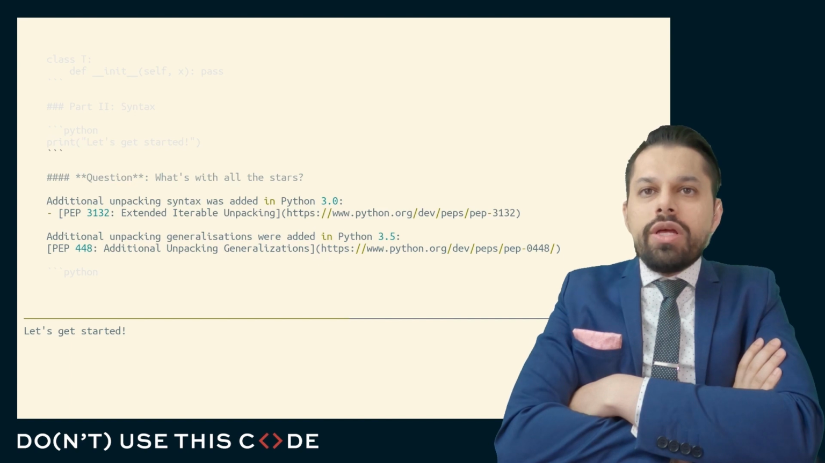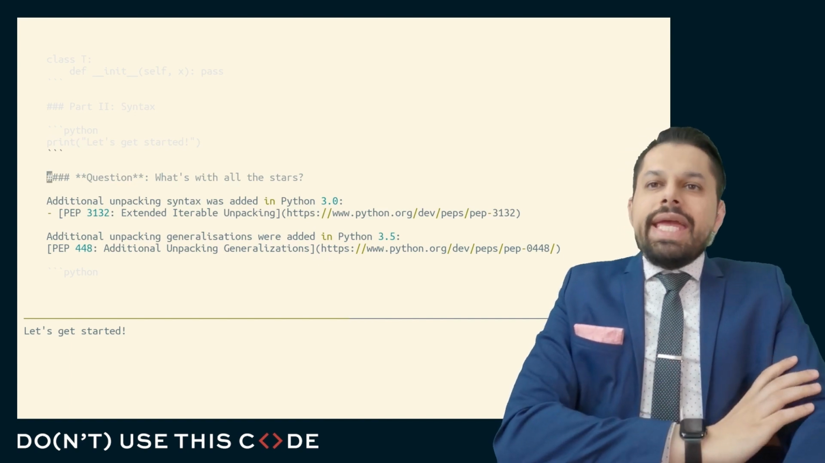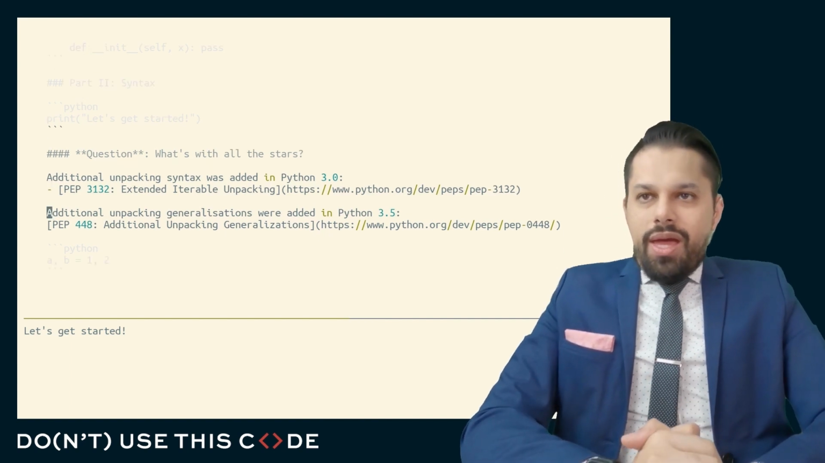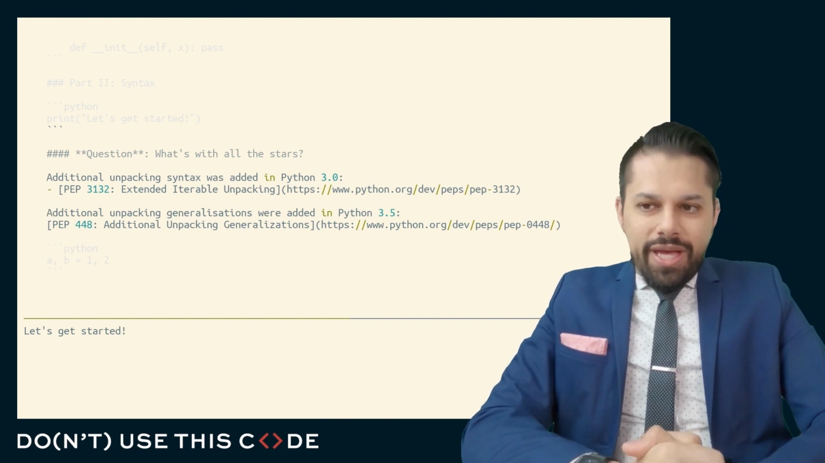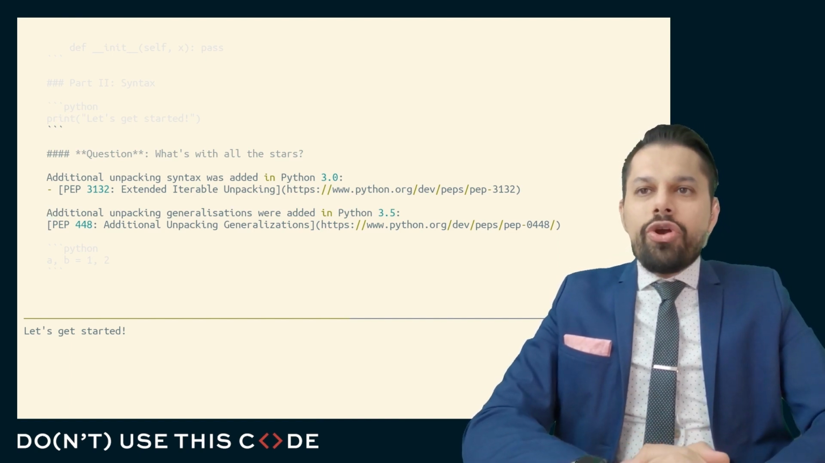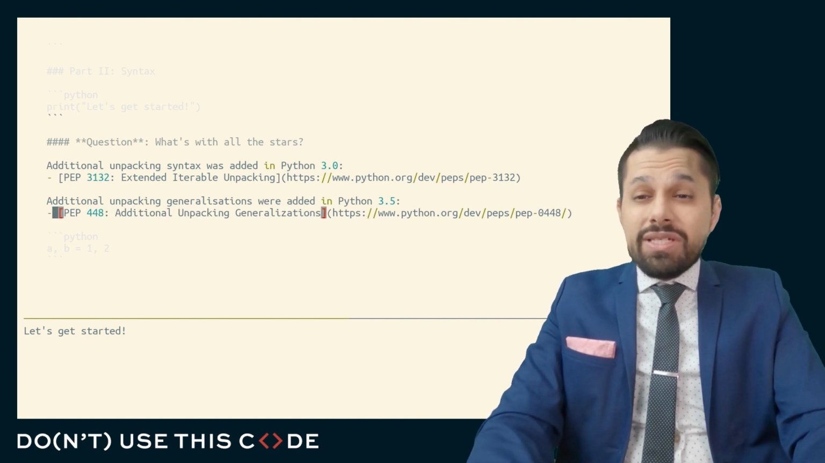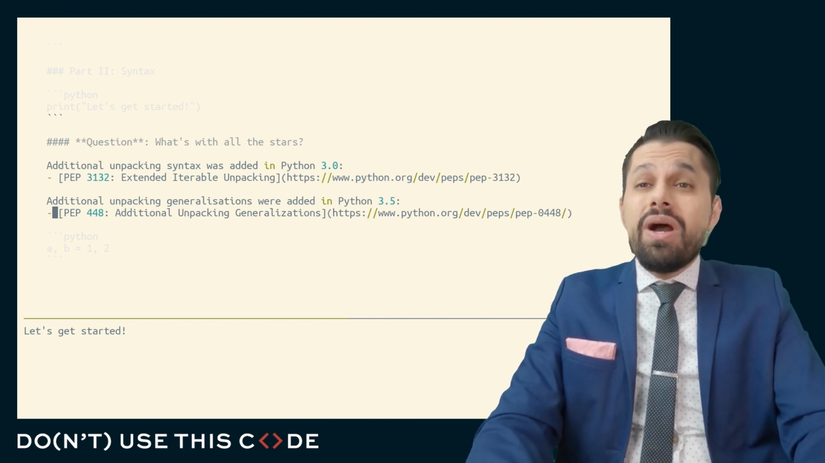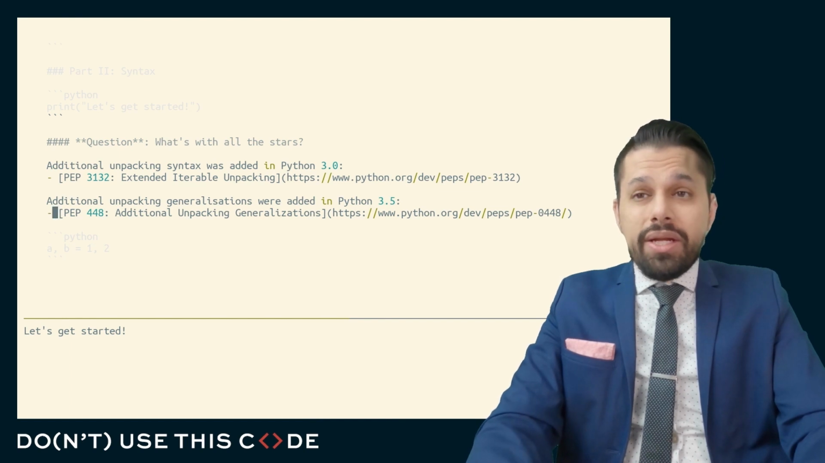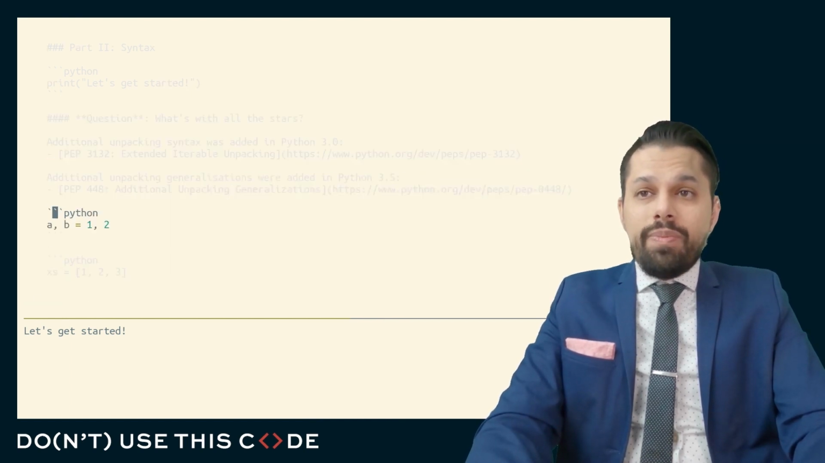What's with all the stars? In Python 3.0, additional unpacking syntax was added under the label PEP 3132. And in Python 3.5, which sounds like it was pretty recent, but it was actually quite a while ago, additional unpacking generalizations were added. Let me show you what those are all about.